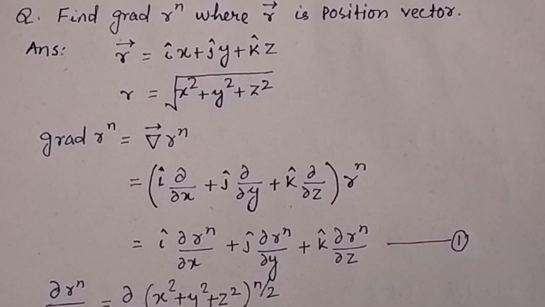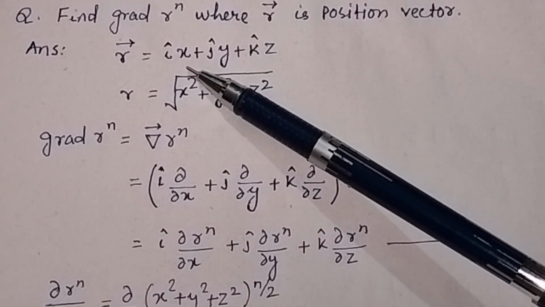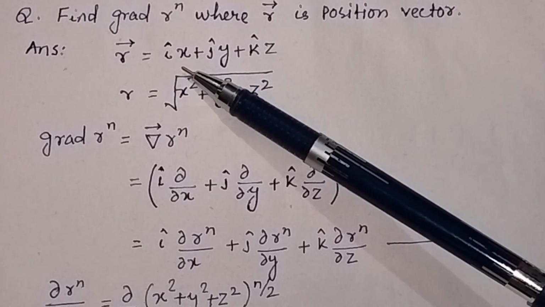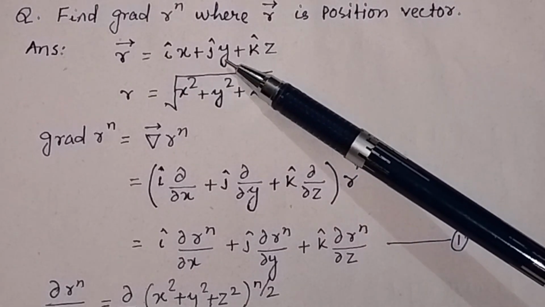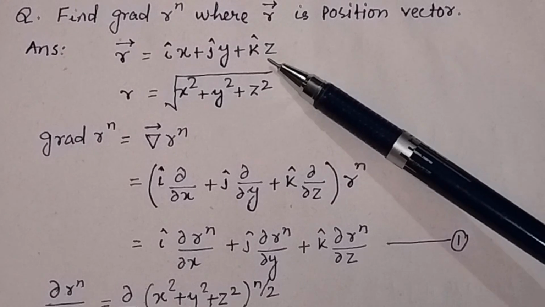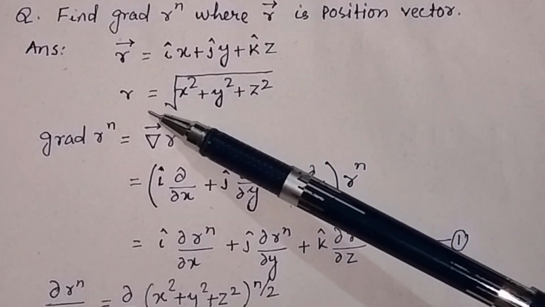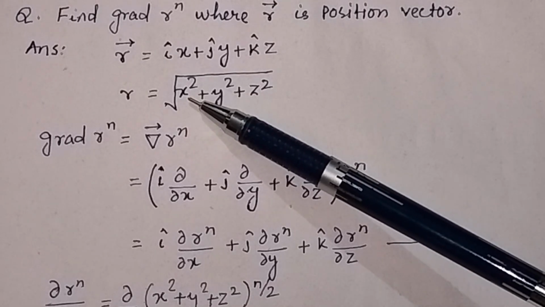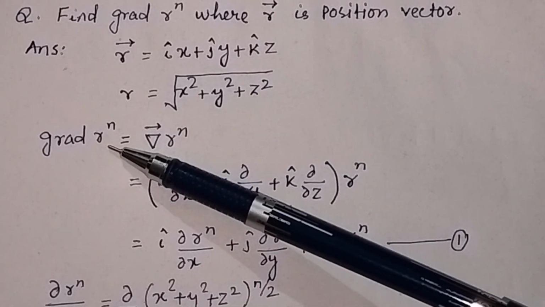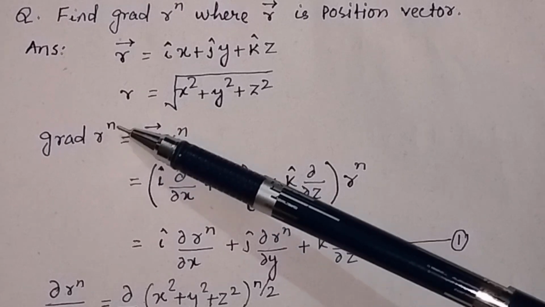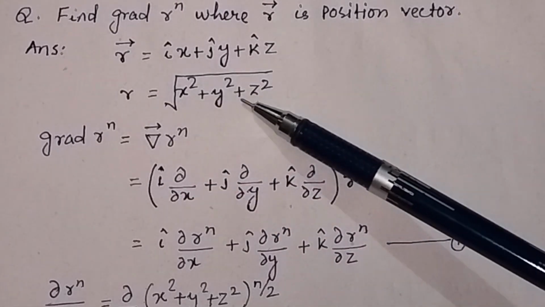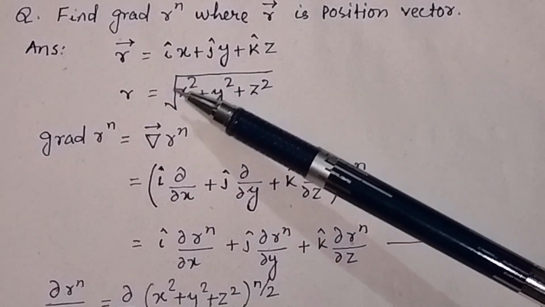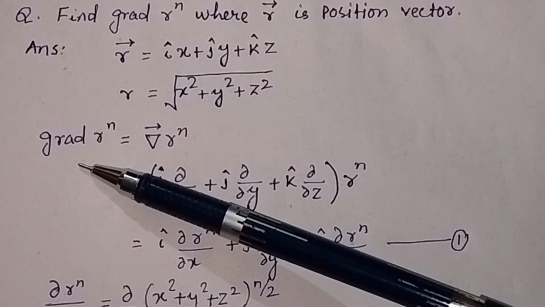Find the gradient of r to the power n, where r is the position vector. If r is the position vector, then in Cartesian coordinates, r vector can be represented by i cap x plus j cap y plus k cap z, and the magnitude of r is the square root of x square plus y square plus z square. And gradient of r to the power n means here r is the scalar function, the square root of x square plus y square plus z square, and we have to find out the gradient of r to the power n.